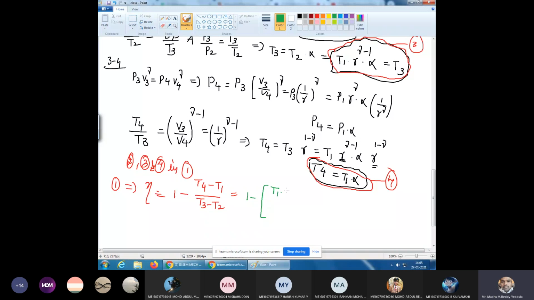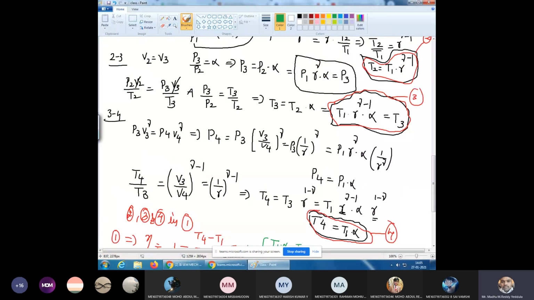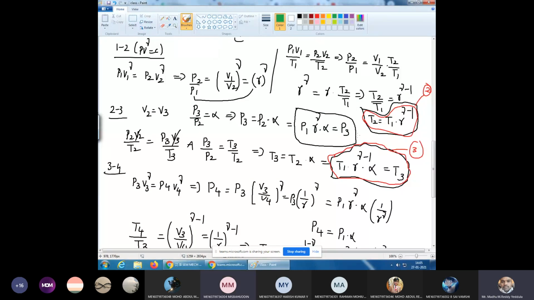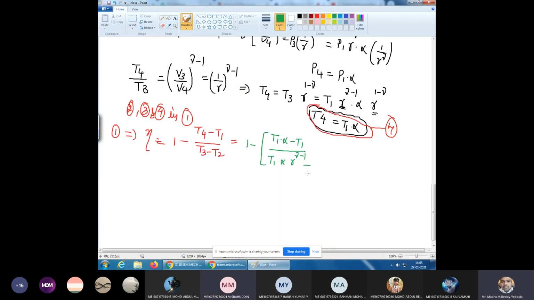1 minus T1 into alpha minus T1, divided by the T3 value. T3 value is T1 into alpha into R power gamma minus 1, minus the T2 value. T2 value is T1 into R power gamma minus 1, minus T1 into R power gamma minus 1. This is the whole denominator. Now, from numerator and denominator, I can take T1 common.